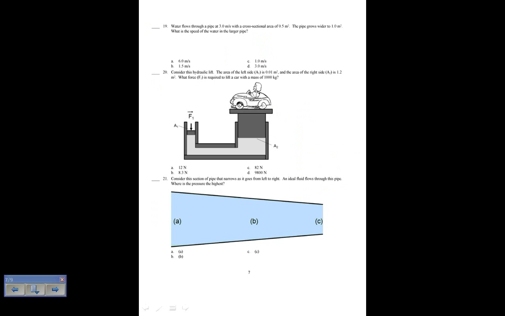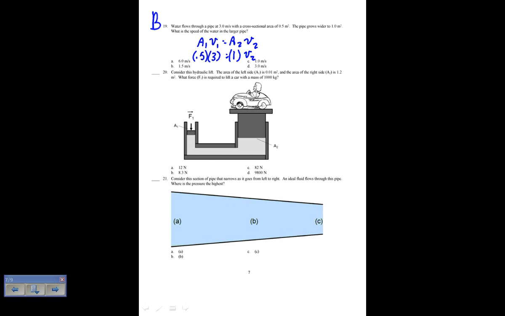Water flows through a pipe at 3 meters per second with a cross-sectional area of a half meter squared. The pipe grows wider to 1 meter squared. What is the speed of water in the pipe? So A1V1, equation of continuity, is equal to A2V2. That is 0.5 times 3 is equal to 1 times V2. So that's 1.5 meters per second.